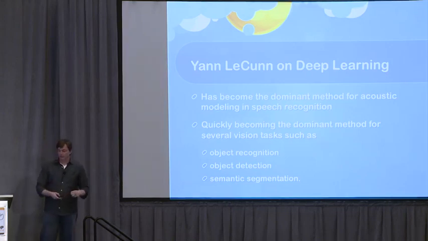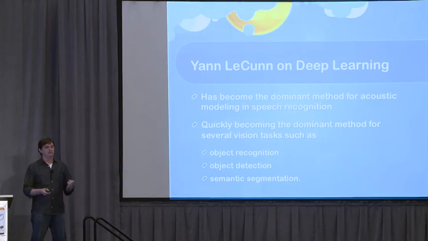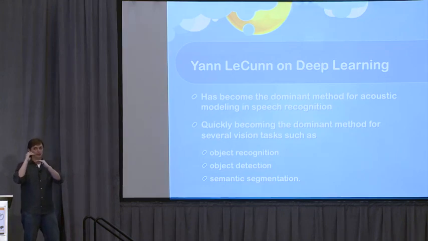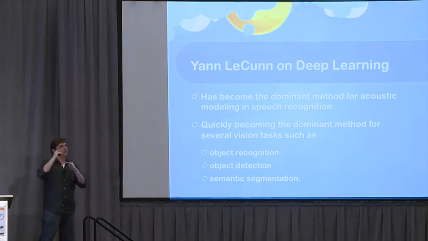Object recognition, object detection, semantic segmentation, things like that. Deep learning has begun, and this is why I say it's higher grade machine learning, to climb over that previous top accuracy peak and push it up farther.